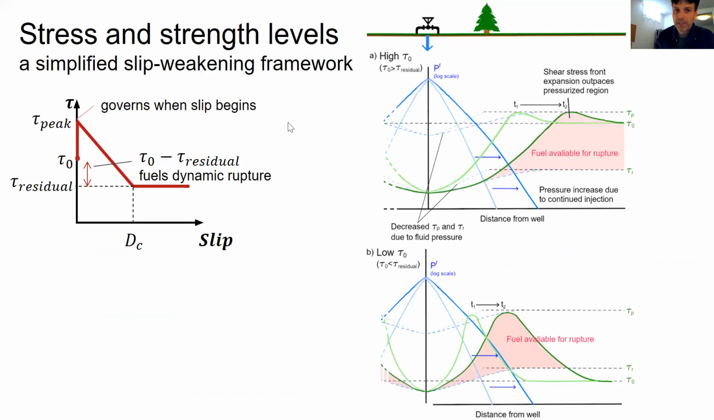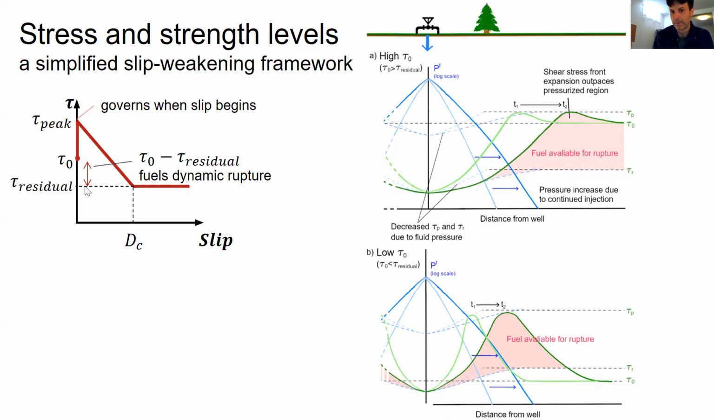Now I'm going to think about fault mechanics according to this simplified linear slip weakening relationship, where you've got an initial stress, a peak strength, and a residual strength. If the stress level exceeds the peak strength, that means it's going to start slipping. Some additional criterion is required for it to slip dynamically. Maybe you have to have a nucleation length scale or something like that. And then what ultimately is driving or fueling a dynamic rupture is the difference between that initial stress level and its residual strength level.